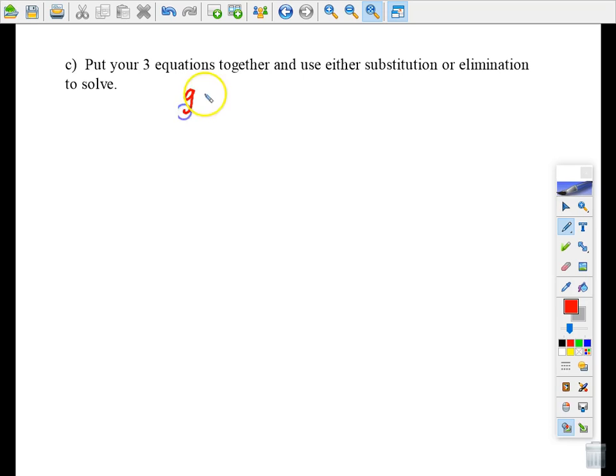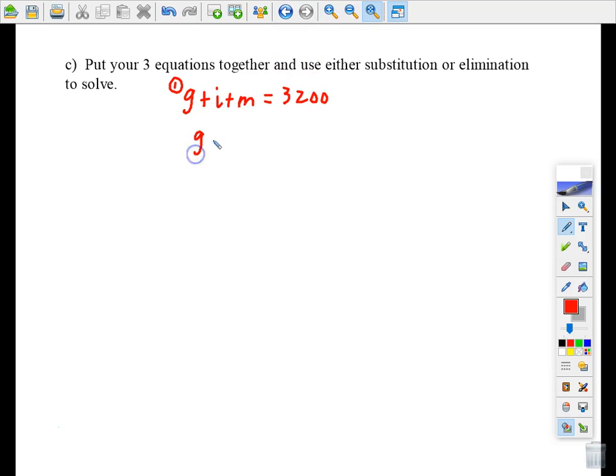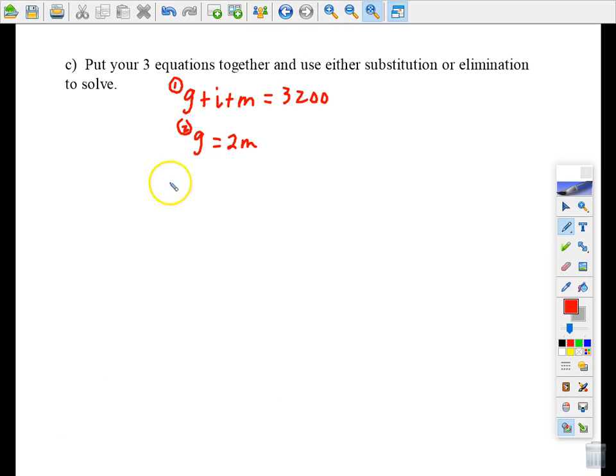We have G + I + M = 3,200. That will be equation number 1. G = 2M will be number 2. And then here's our changed up 10G + 7I + 5M = 25,000. And that is our system.